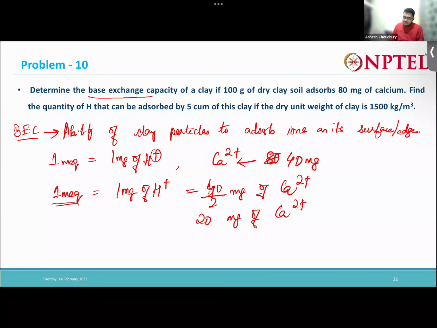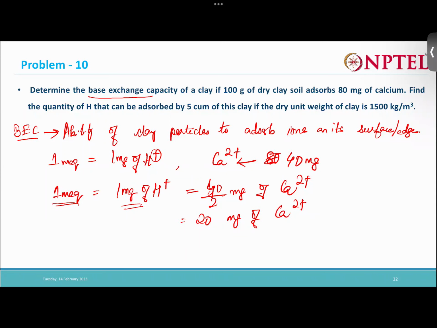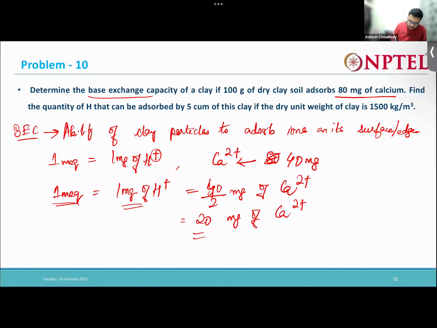In milliequivalent terms, we are representing everything in terms of the weight of hydrogen ion. One milliequivalent in terms of hydrogen is 1 milligram, and in terms of Ca2 plus, it is 20 milligram. That is 1 milliequivalent. Now in the question, 80 milligram of calcium is adsorbed in 100 gram of clay. So 100 gram of clay adsorbs 80 milligram of calcium.